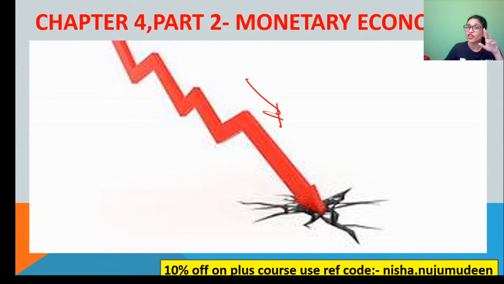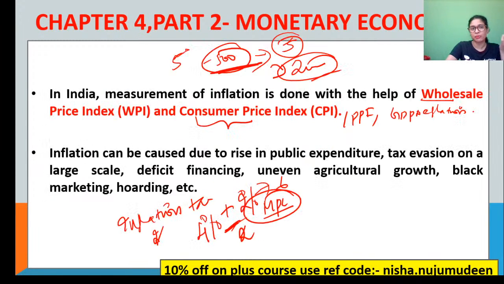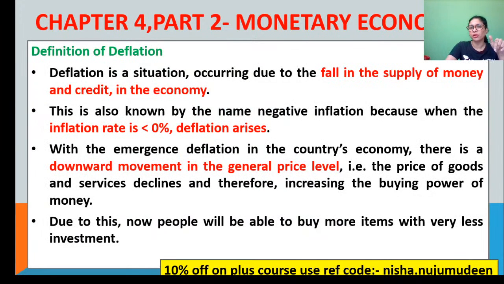What is the connection of deflation with monetary policy? Just like how you saw the connection of inflation with monetary policy, the connection of deflation with monetary policy is when there is a fall in money supply. Yes, that is deflation. It is called negative inflation. Why? Because the inflation rate will be less than 0% when a situation called deflation arises. Due to this, what happens? The purchasing power of people decreases.